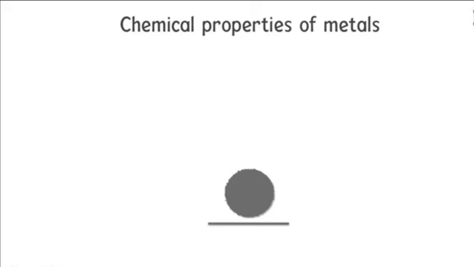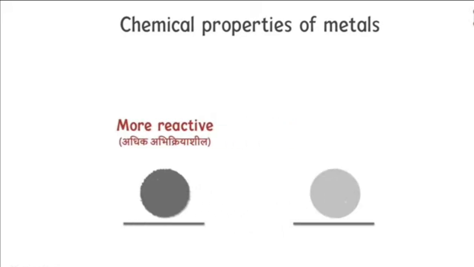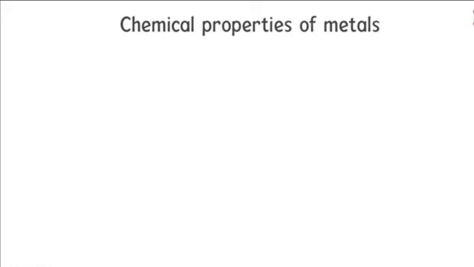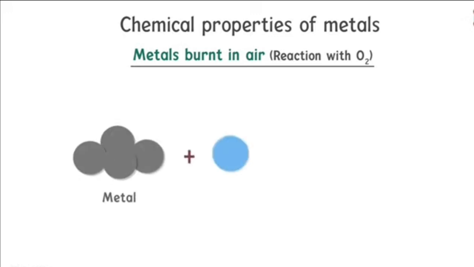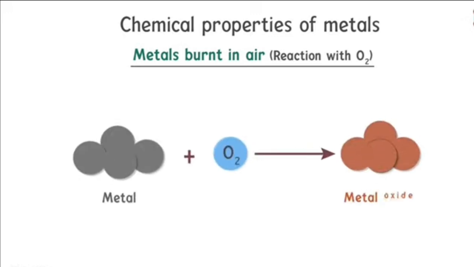When the metal reacts with oxygen, the metal is more reactive, and when the metal does not react with the oxygen, the metal is less reactive. So we will discuss the first case. What happens when the metal is burned in the presence of oxygen? When the metal reacts with oxygen, it forms metal oxides.